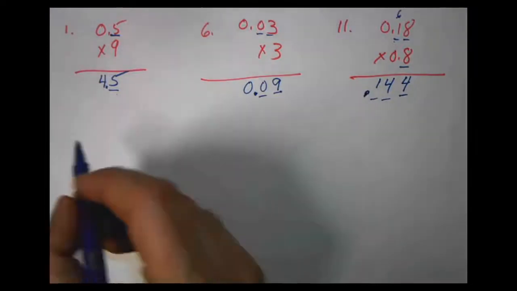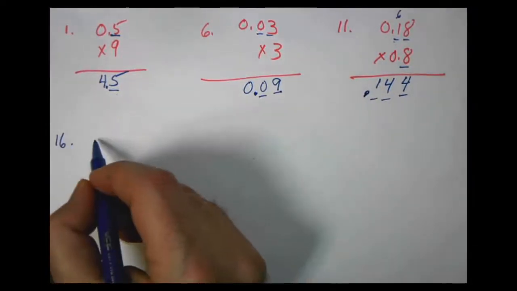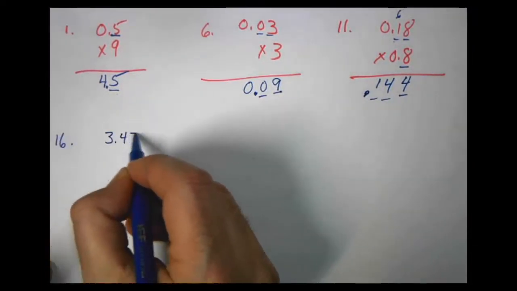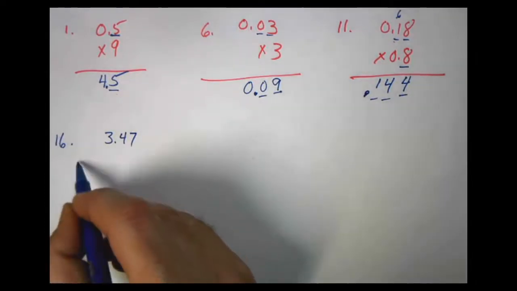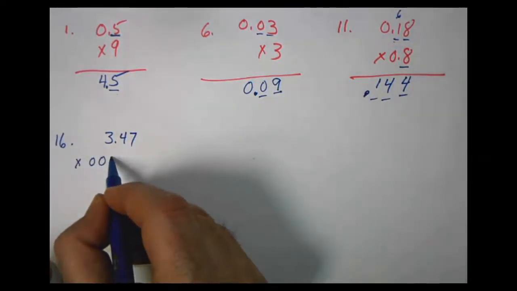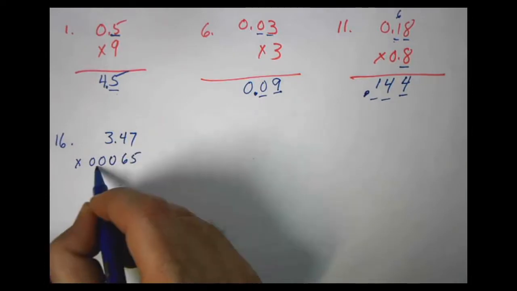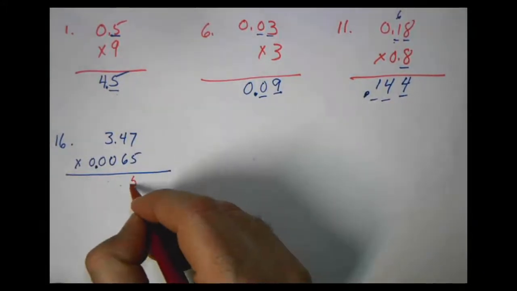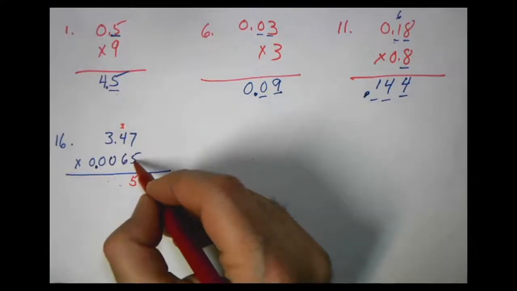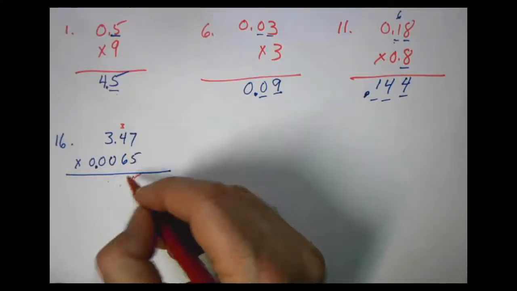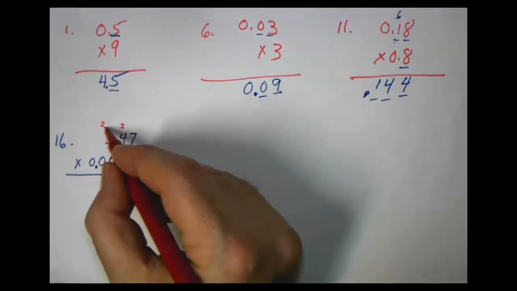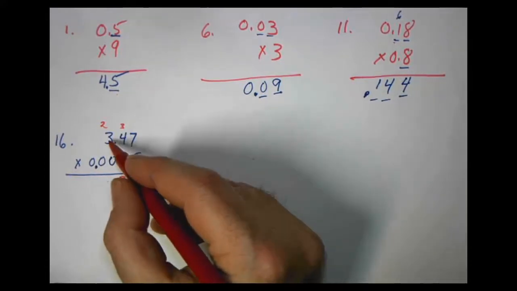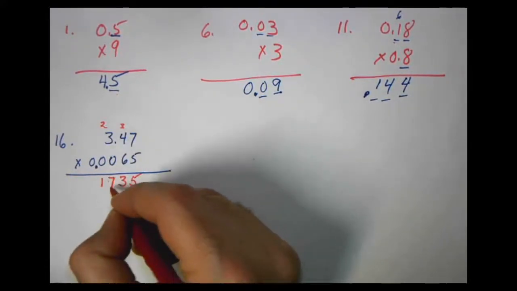So let's do another problem down here. We've got problem number 16, 3.47 times 0.0065, and the decimal spot is right here. So again, regular multiplication. Change my colors here. 5 times 7 is 35. Carry the 3. 5 times 4 is 20. Plus the 3 is 23. Carry the 2. 5 times 3 is 15. Plus the 2 is 17.